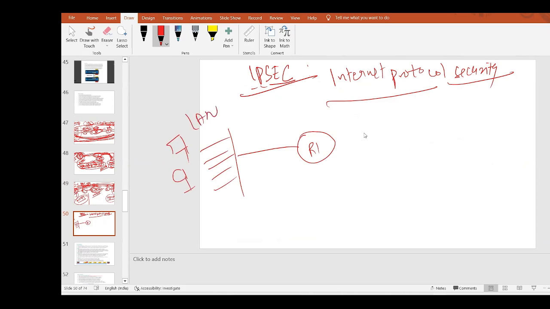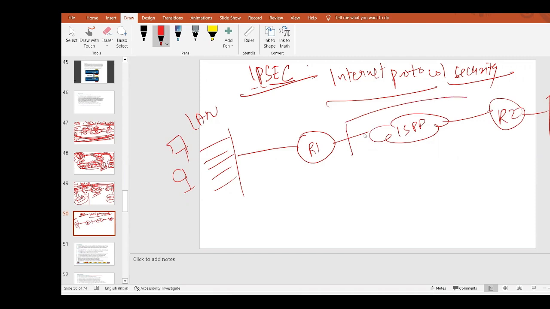LAN, ISP. This is the other location, router 2. This is the LAN, fine. So what did IPsec do? IPsec creates two tunnels over the ISP. It will first create the phase 1 tunnel; I will explain those things later. The phase 1 tunnel is for securing the path, and it will create a security policy.